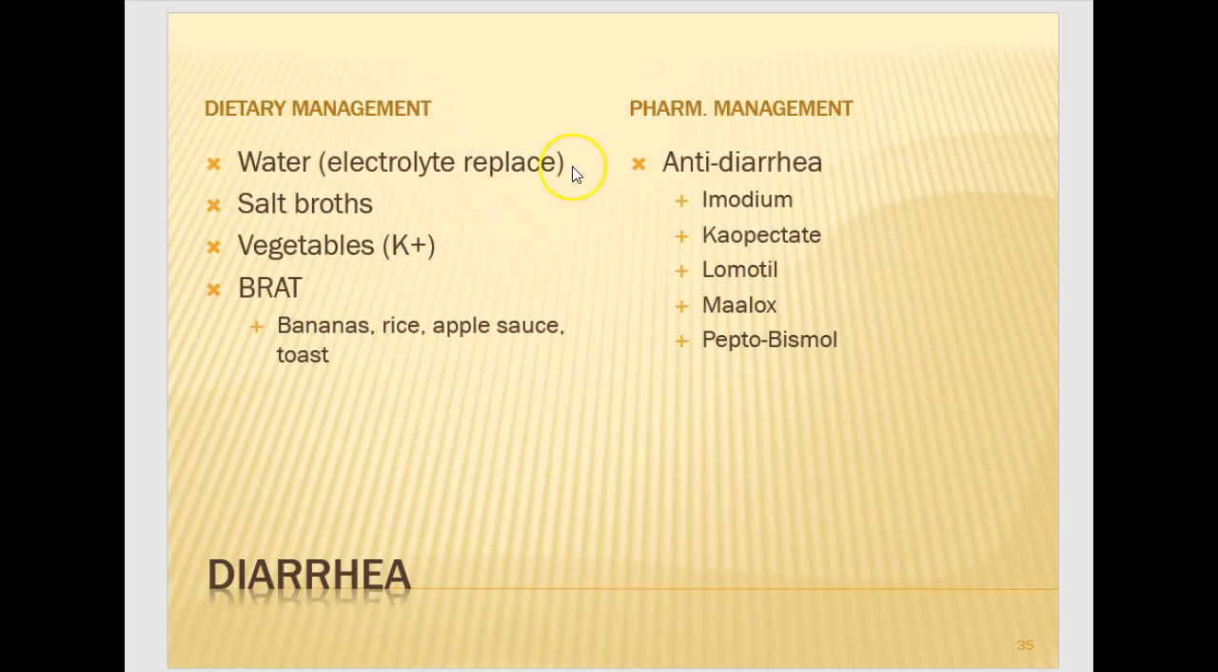If patients are having a lot of diarrhea, this is some of the management that we would do. You want to give them, as we spoke earlier, water. There are no electrolytes in water, but you can buy drinks that do have electrolytes in them. You want to give them a salt broth and some vegetables, hopefully high in potassium, because like we said earlier, we'll lose potassium. And you want to put the patient on the BRAT diet: bananas, rice, applesauce, and toast.